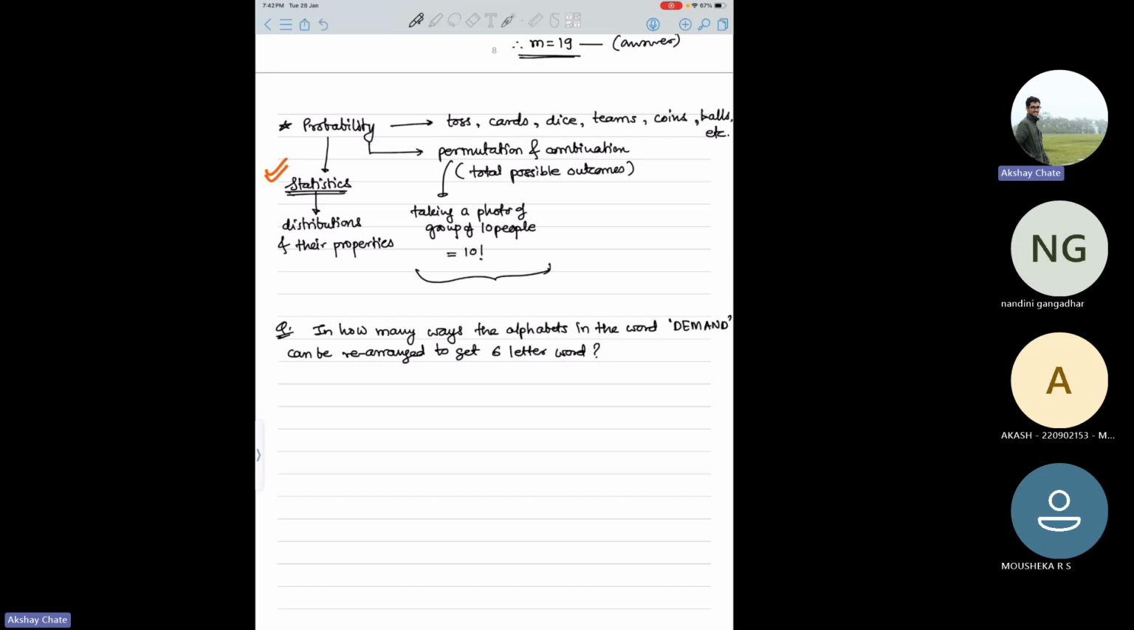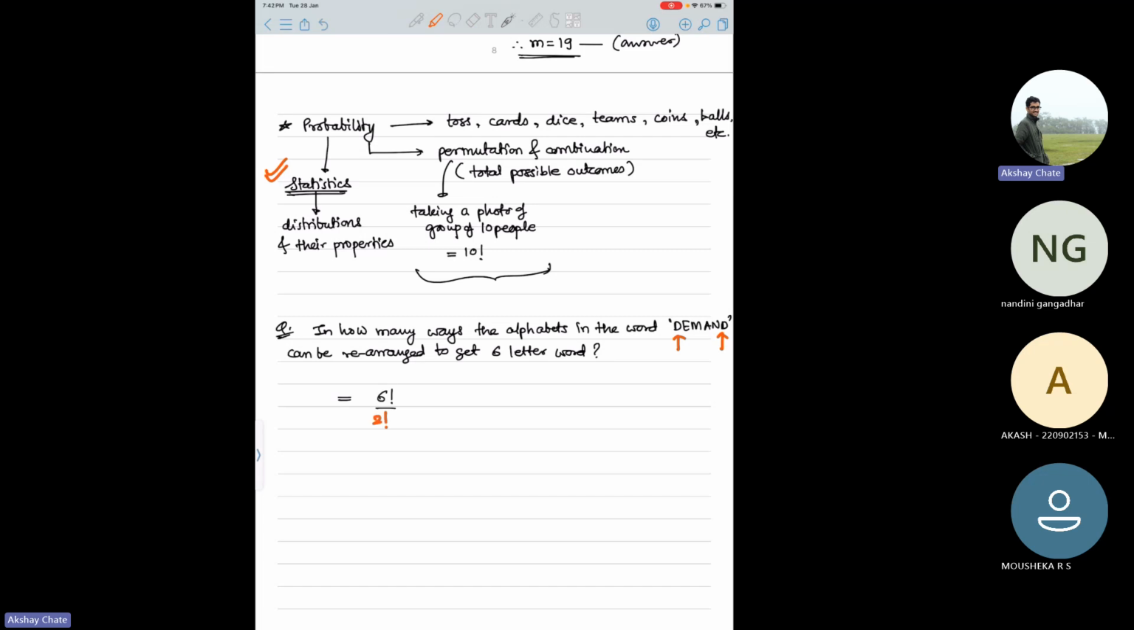Here it is, 6 factorial. But the difference here is there is a repetition. If you see, there is this alphabet D, which is repeated 2 times. So therefore, you need to divide by 2 factorial.